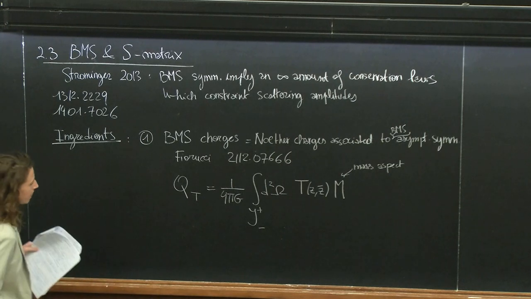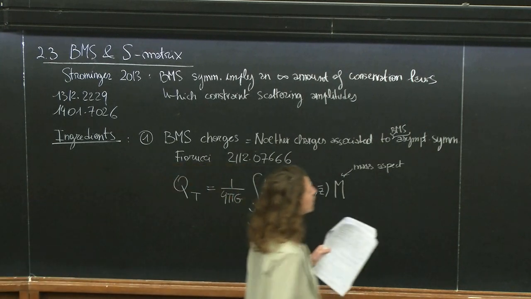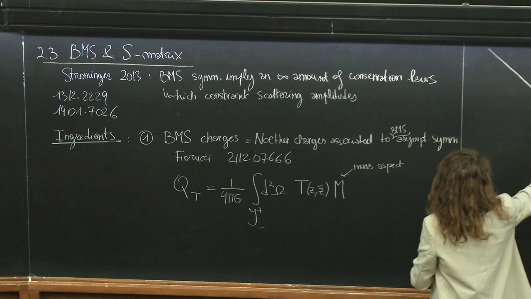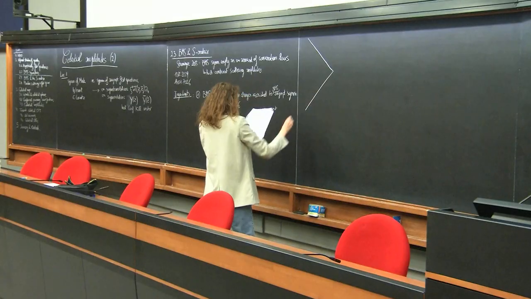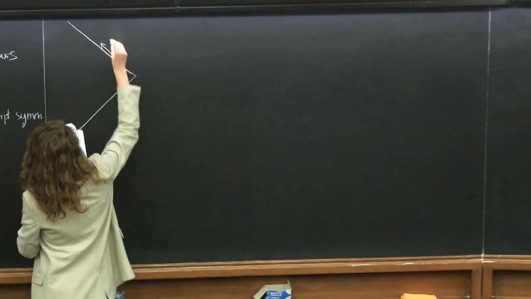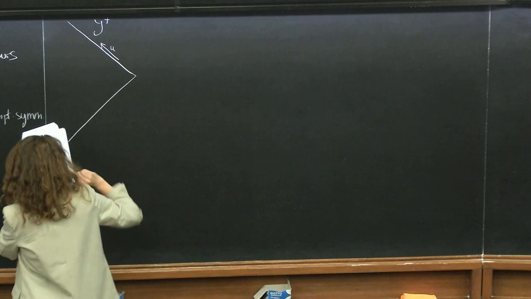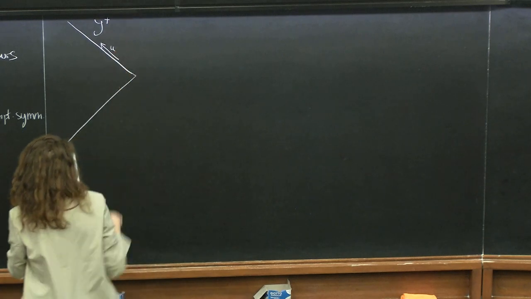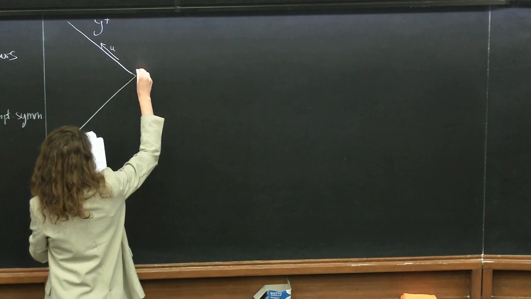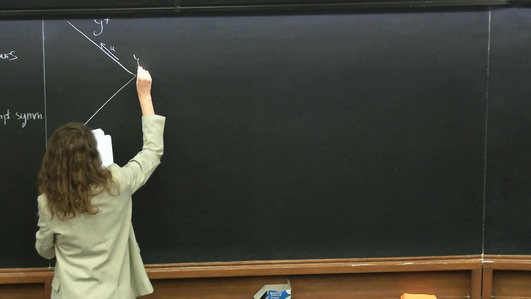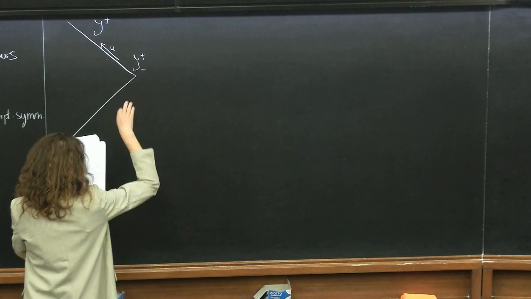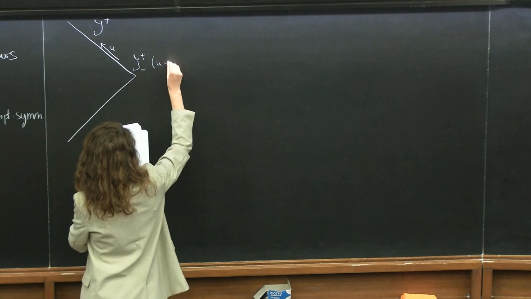So I will have to define this because I don't think I did it last time. You remember we had this null boundary, future null infinity, scri plus, which was parametrized by retarded time u and coordinates. Now if I take u goes to minus infinity, I arrive here at the past of future null infinity.